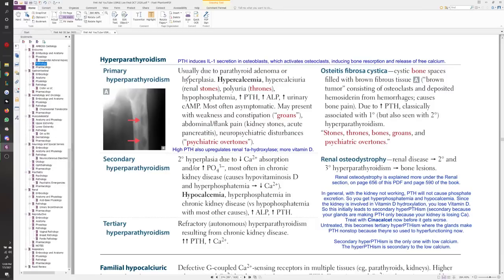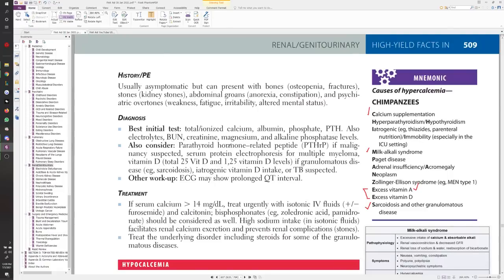Right? Just hypercalcemia won't cause osteitis fibrosa cystica, which is cystic bone spaces filled with brown tissue. That's something more so related to primary hyperparathyroidism. So that's what they're describing here. It can present with bones, osteopenia, fractures because of the cystic bones, stones in the kidney, abdominal groans because of constipation, and psychiatric overtones with irritability and altered mental status.